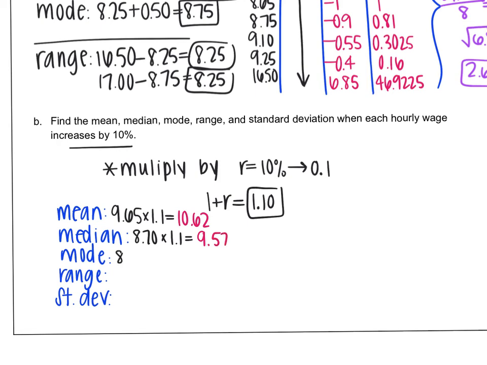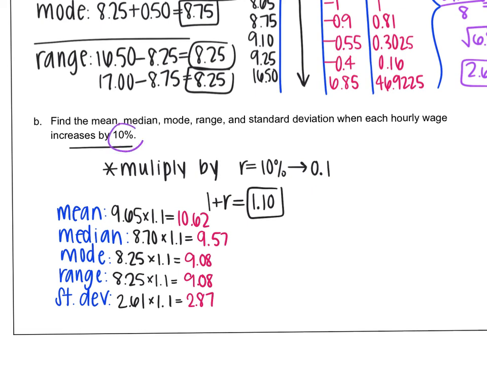My old mode was 8.25. I'll multiply that by 1.1 and get my new mode of 9.08. My old range was 8.25. I'll multiply that by 1.1 and get my new range of 9.08. My old standard deviation was 2.61. I just found that. I'll multiply that by 1.1 and I'll get my new standard deviation of 2.87.